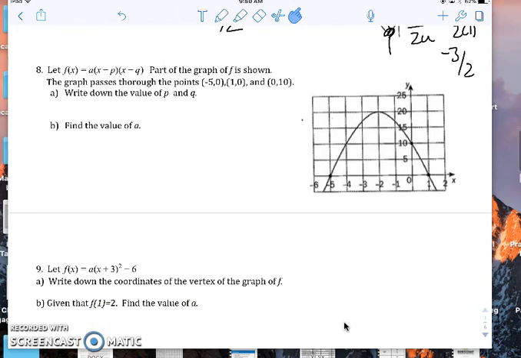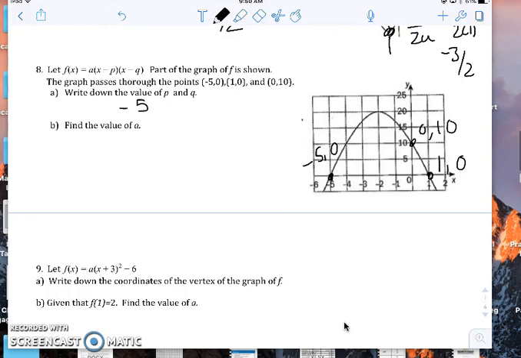This next one here, part of this graph is shown. It passes through (negative 5, 0), (1, 0), and (0, 10). Find the values of p and q. Well, those are just our intercepts. So we have negative 5 and 1.